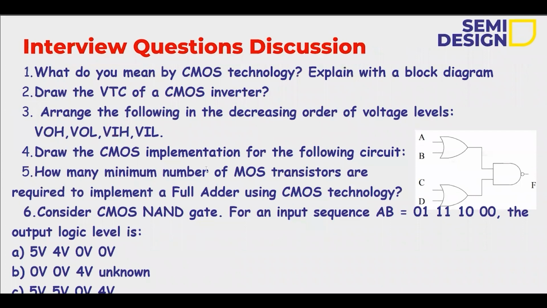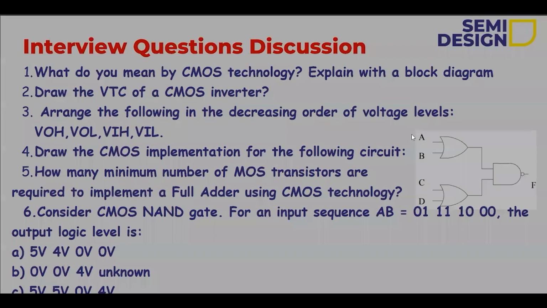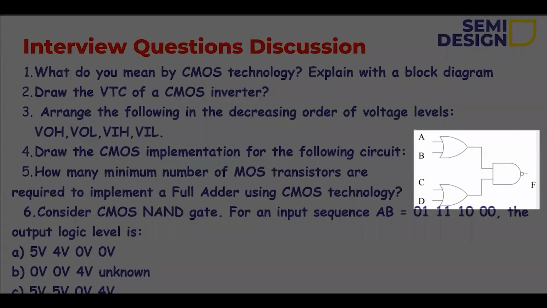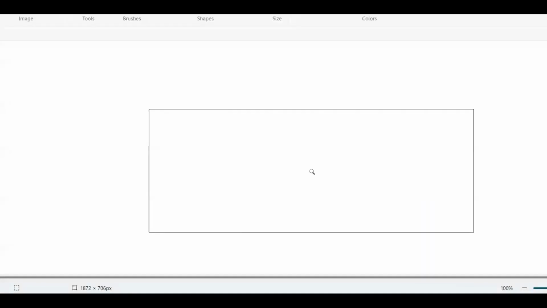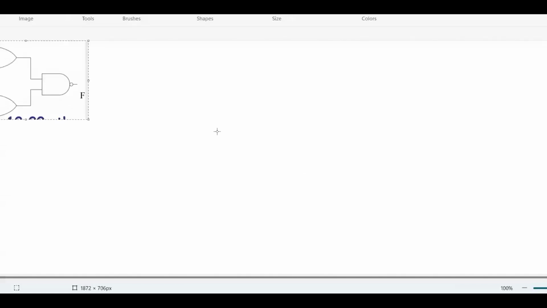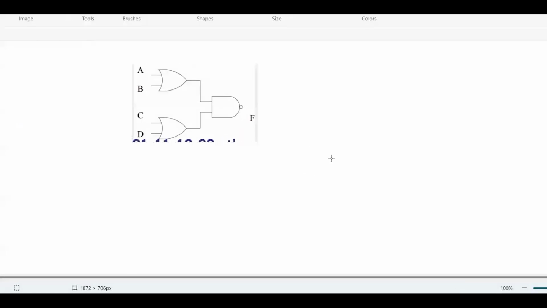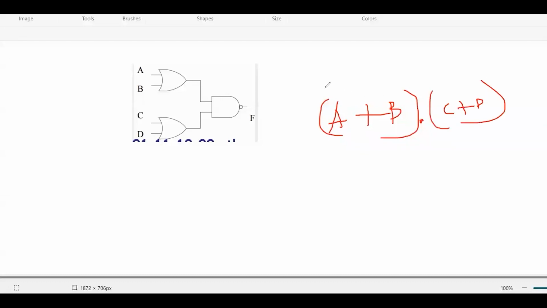Okay. Next one, draw the CMOS implementation for the circuit which is given here. What is the circuit given here? Ma'am, A plus B into C plus D whole bar. A plus B into C plus D whole bar.